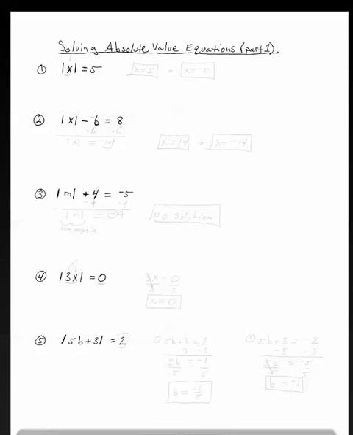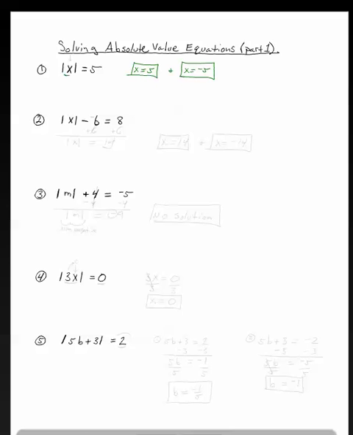Solving absolute value equations. So we're going to start off with some simple equations in part 1. And our first example is the absolute value of x equals 5. So what we want to remember is that we're going to take everything that's inside the absolute values, in this case just x, and set it to the positive and negative versions of this number. So that's going to give us x equals 5 and x equals negative 5. And these are our two solutions.